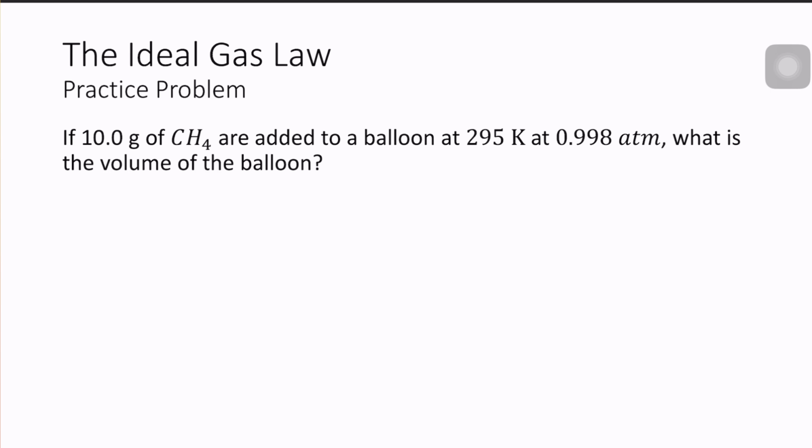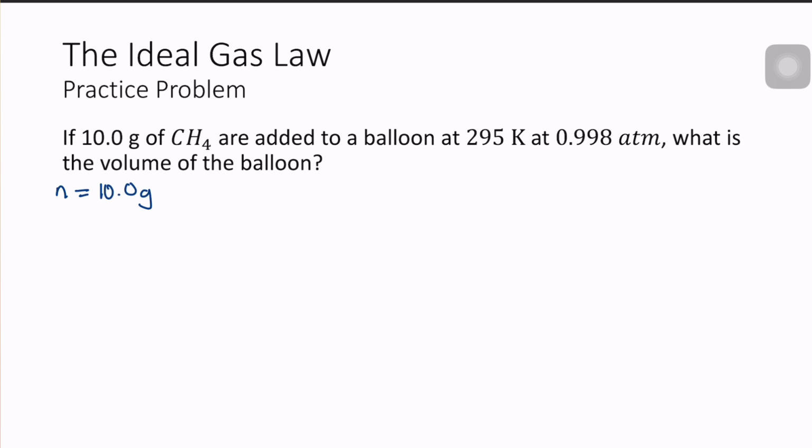If 10 grams of methane are added to a balloon at 295 Kelvin at 0.998 atmospheres, what is the volume of the balloon? The first thing I like to do is just write out my numbers and assign a variable to them. So the first number I have is 10 grams. That is an amount, so n is equal to 10 grams.